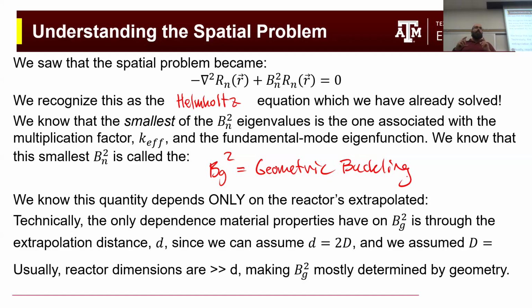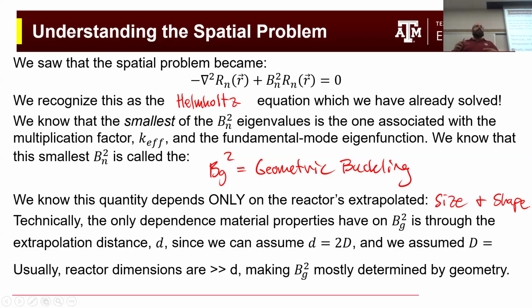So like we had that table, we even had it on the exam, where there was the table of the BG squared values for the different reactor geometries, and then there was a corresponding flux shape, which was the fundamental mode eigenfunction for those different geometries. And we call this the geometrical buckling because it's a quantity that only depends on the reactor's extrapolated size and shape. Size and shape.